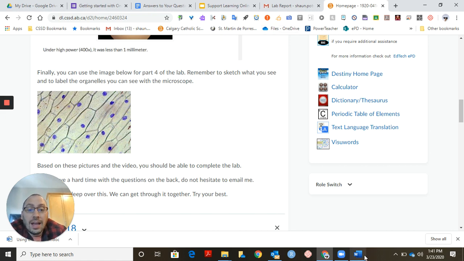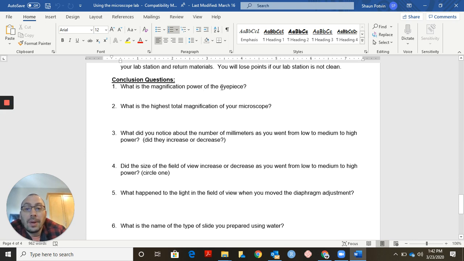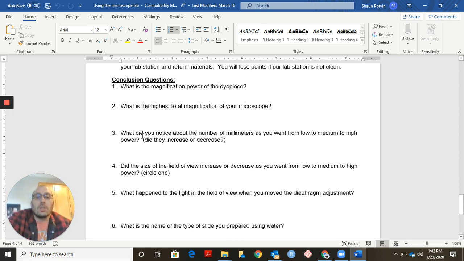The final part of the lab is to simply answer the questions on the back. What's the magnification power of the eyepiece? Well, you got that in the first part. What's the highest total magnification of the microscope? So that's the 2 lenses combined together. What gives you the highest? What did you notice about the number of millimeters as you went from low, medium to high? Well, you have that in the results, the pictures, they'll tell you what happened to the number of millimeters.